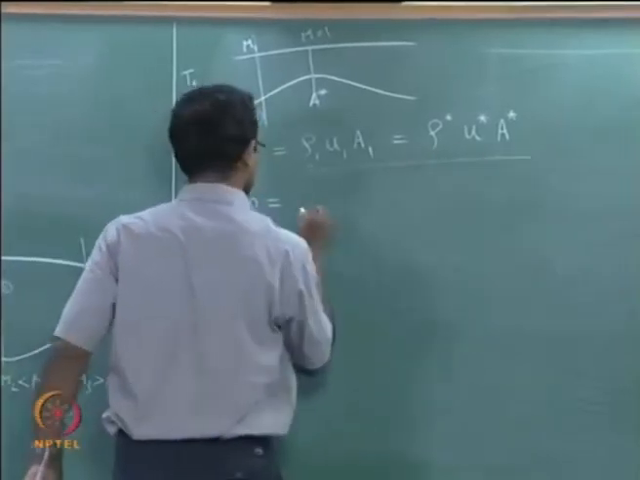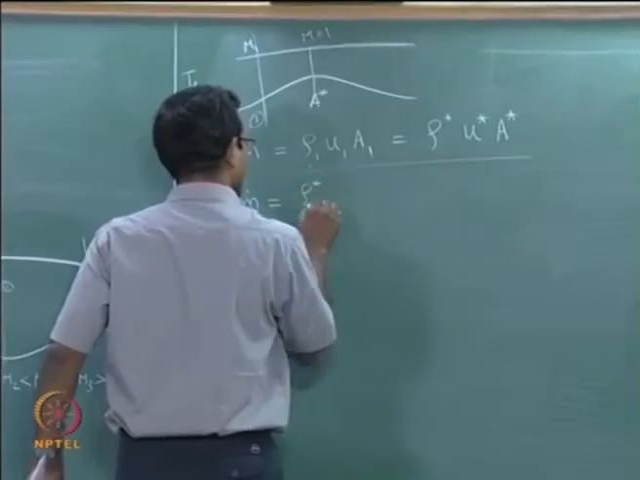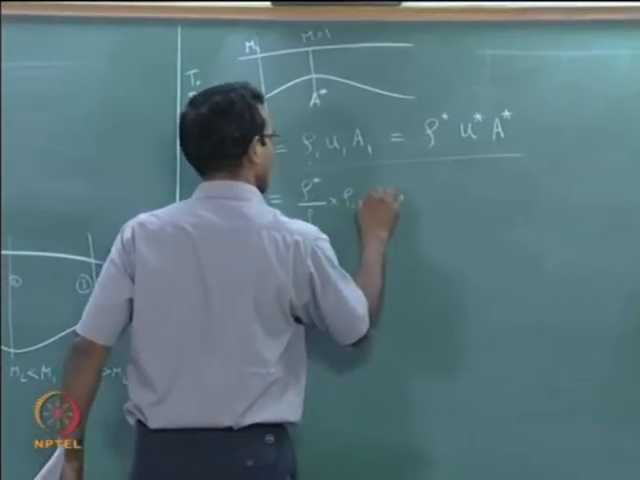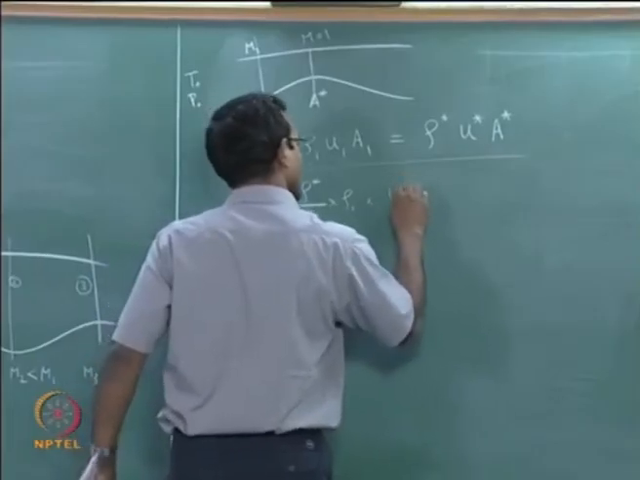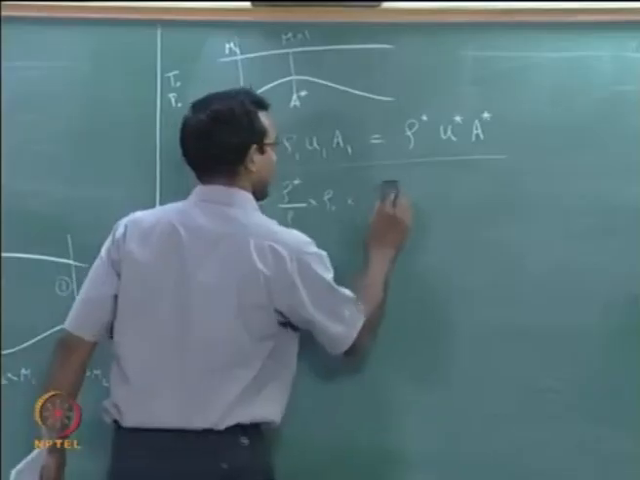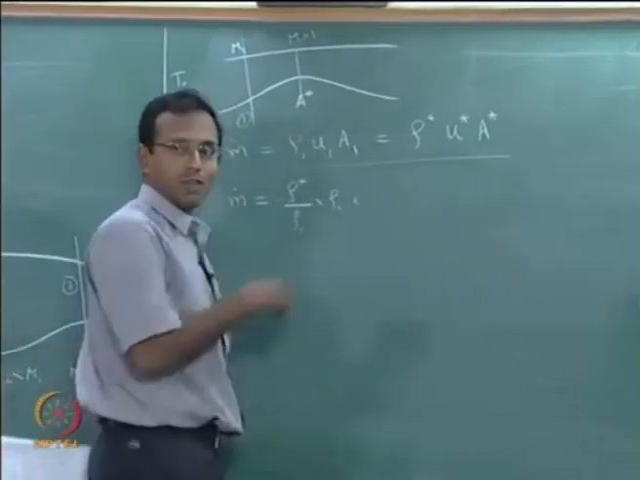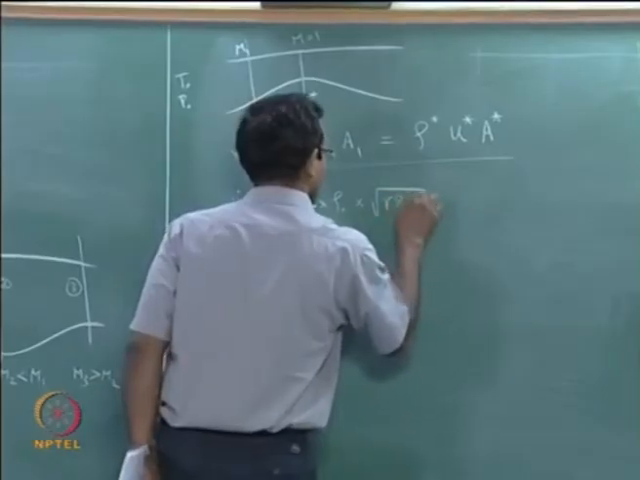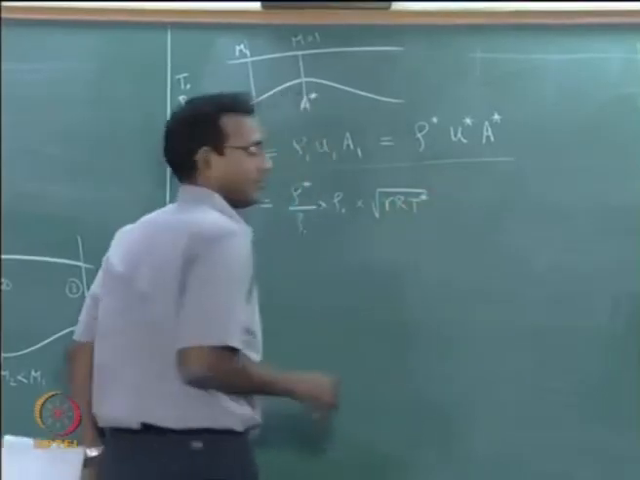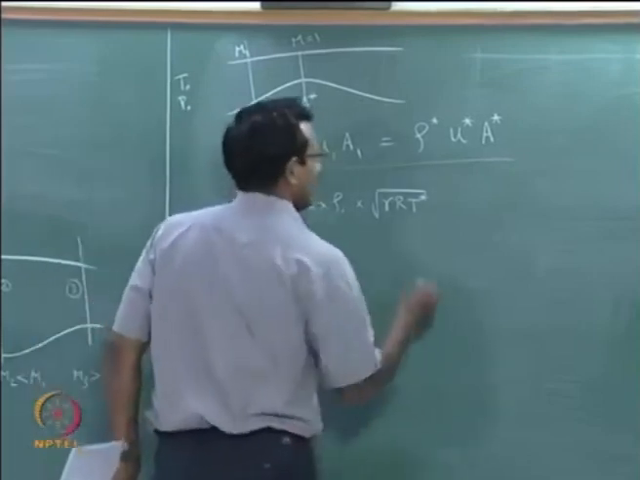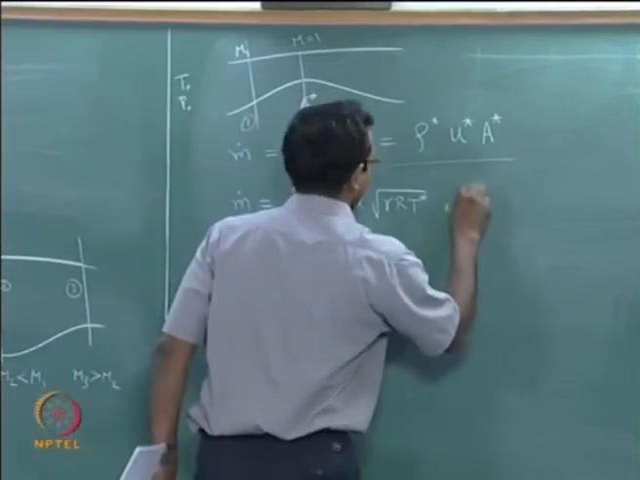I will just pick this, rho star by rho naught times rho naught into u star, which is nothing but, for M equal to 1, right, it is just going to be square root of gamma R T star. Now, I have to expand T star further and multiply by A star. I will keep it right now.